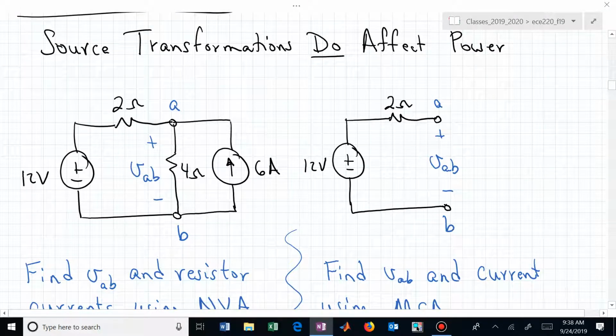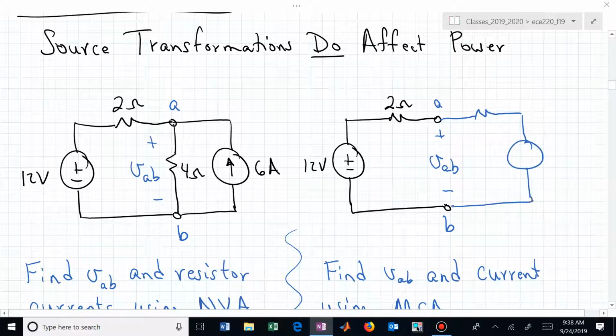To get us started, let's just make sure that we can recall how to generate an equivalent source. On the right-hand circuit, I want a Thevenin equivalent relative to the Norton source of 4 ohms in parallel with the 6 amp current source. I want to now do a source transformation.